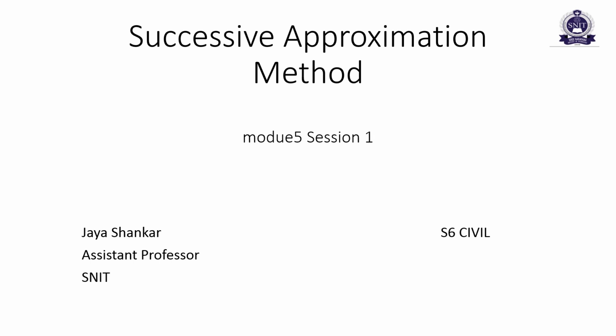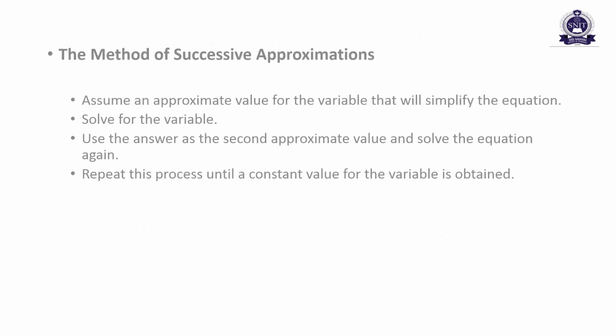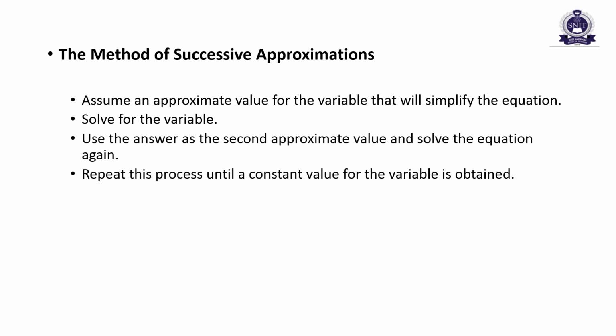Welcome to today's class. Today we are going to study the Successive Approximation Method. Now let me explain the method of Successive Approximation. First, you have to assume an approximate value for the variable that will simplify the equation. Then solve for the variable. Use the answer as a second approximate value and solve the equation again. Repeat this process until a constant value of the variable is obtained.